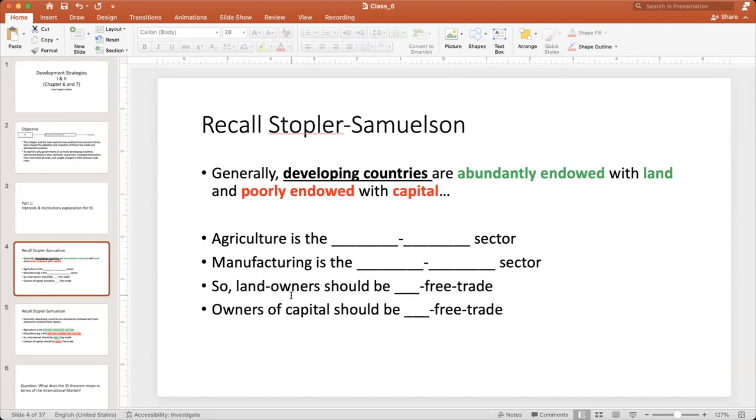So generally, developing countries are abundantly endowed with land and poorly endowed with capital. If you recall the Stolper-Samuelson theorem, you can answer the following questions. Agriculture is what type of sector? Manufacturing is what type of sector in the developing countries? And because of that, what about the position of the landowners and the owners of capital? If you want, you could pause the video here, and we're going to discuss the answers in a few minutes.